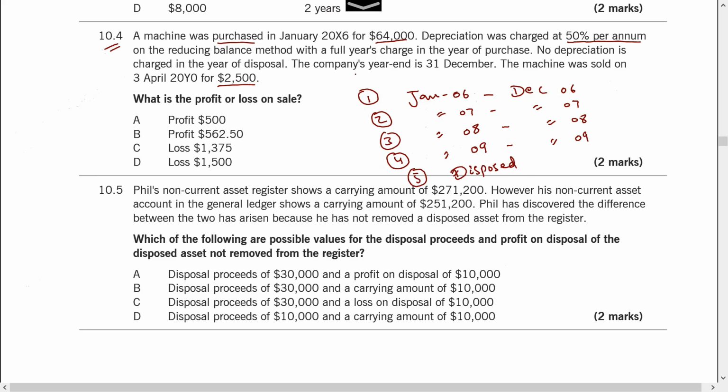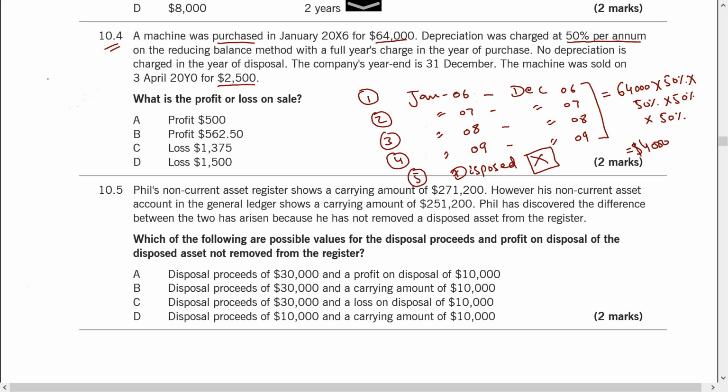So that means in the year of disposal we will not take its depreciation, but for the rest of 4 years we will calculate its depreciation, and we can calculate it using reducing balance method. For example, we will multiply it with 50% 4 times, multiply by 50%, 50%, and again we will multiply it with 50%. So our carrying value of the asset will be $4,000.